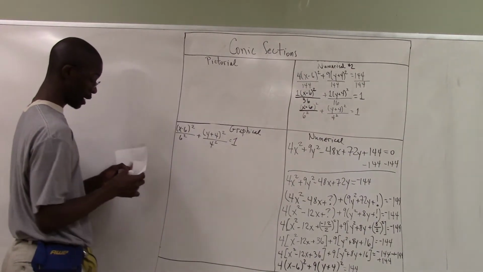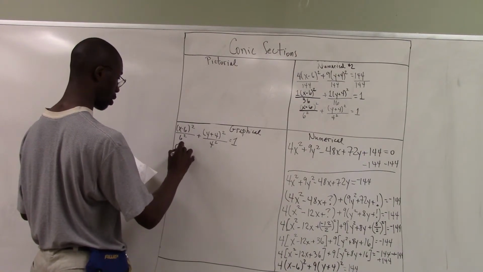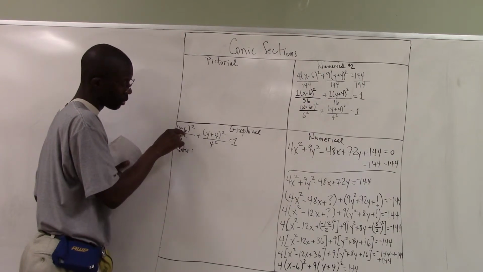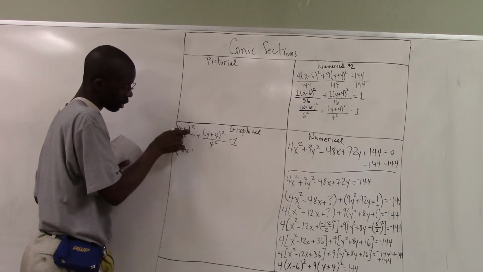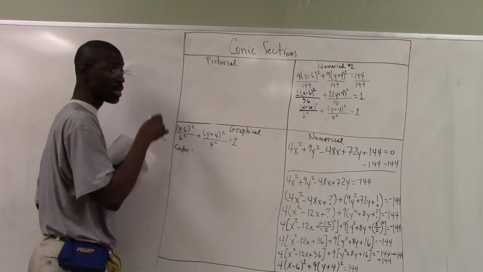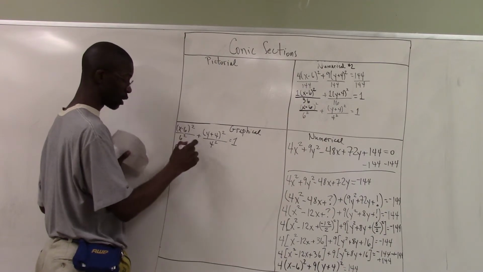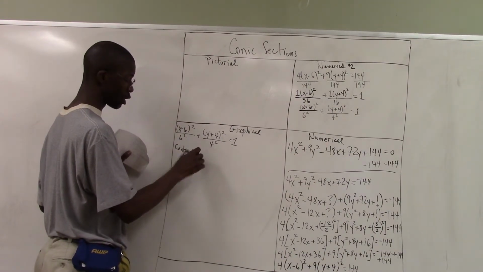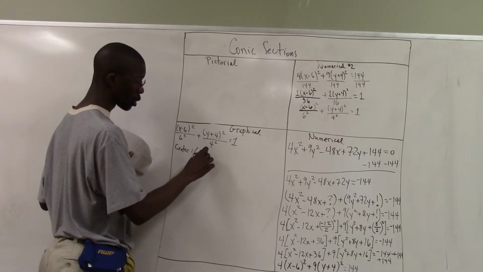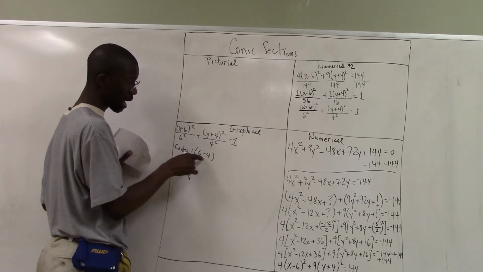Now from this information, we know that the center of our ellipse is going to be the numbers that are inside the parentheses. Because of the subtraction sign here, we're going to use the opposite representation. So since this says minus 6, we're going to use positive 6. Because it says plus 4, we're going to use negative 4. So the center for this ellipse is 6 comma negative 4.